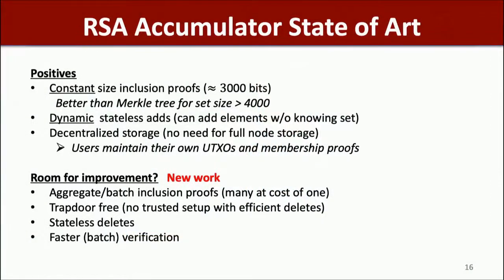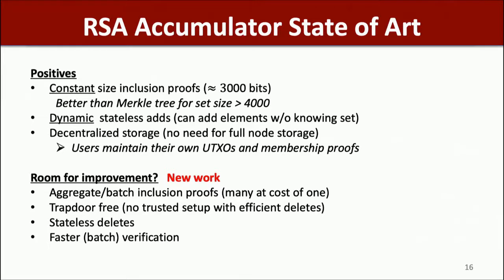So I can update the proof in a stateless manner. So the state of the art is that I have these constant size inclusion proofs. It's better than Merkle trees for sets over 4,000. I can add things statelessly. I don't need to know what is in the set. And this could be used to store the storage. But there's room for improvement.